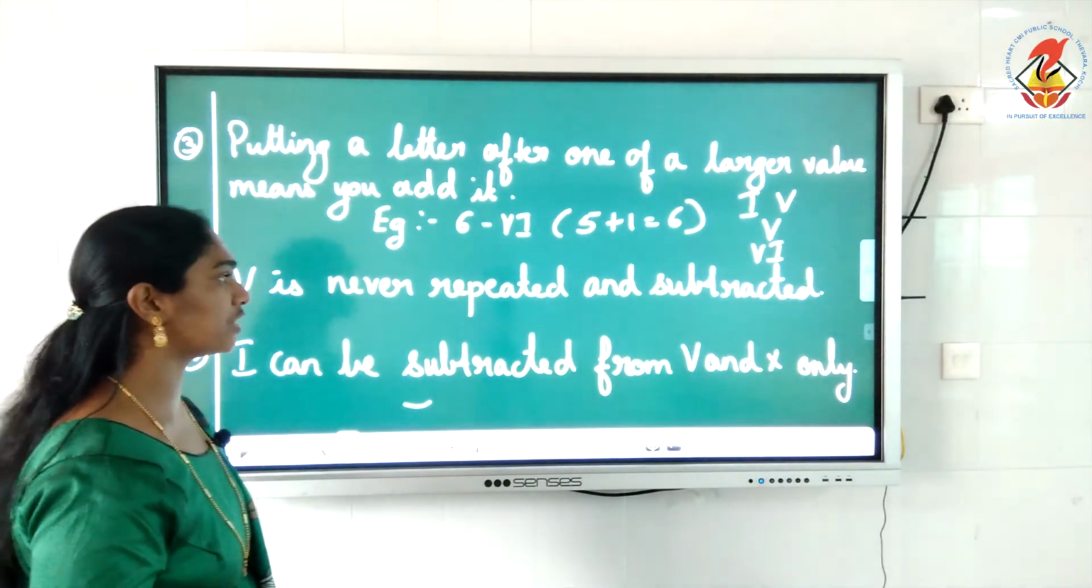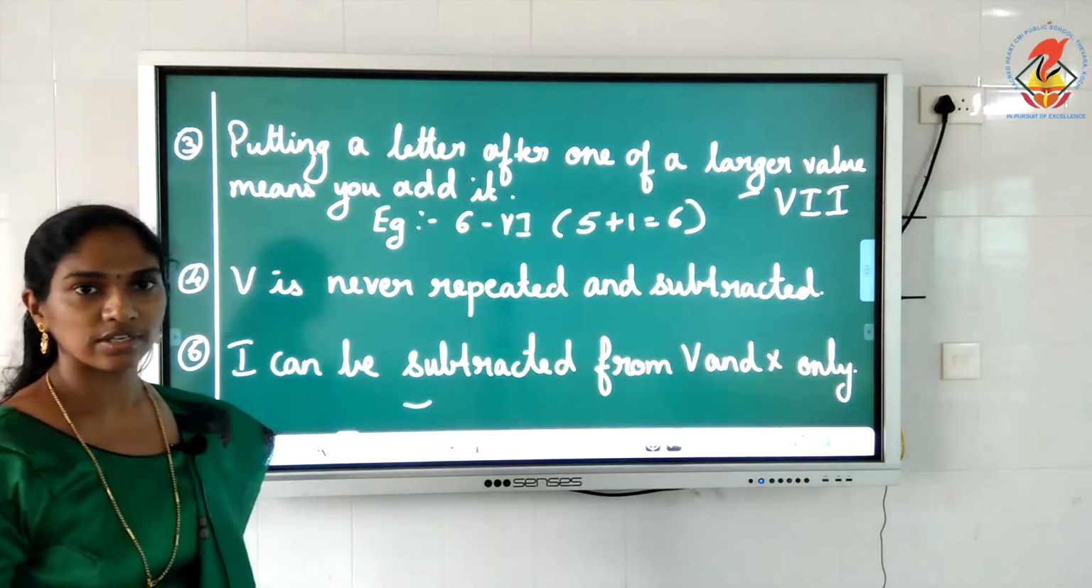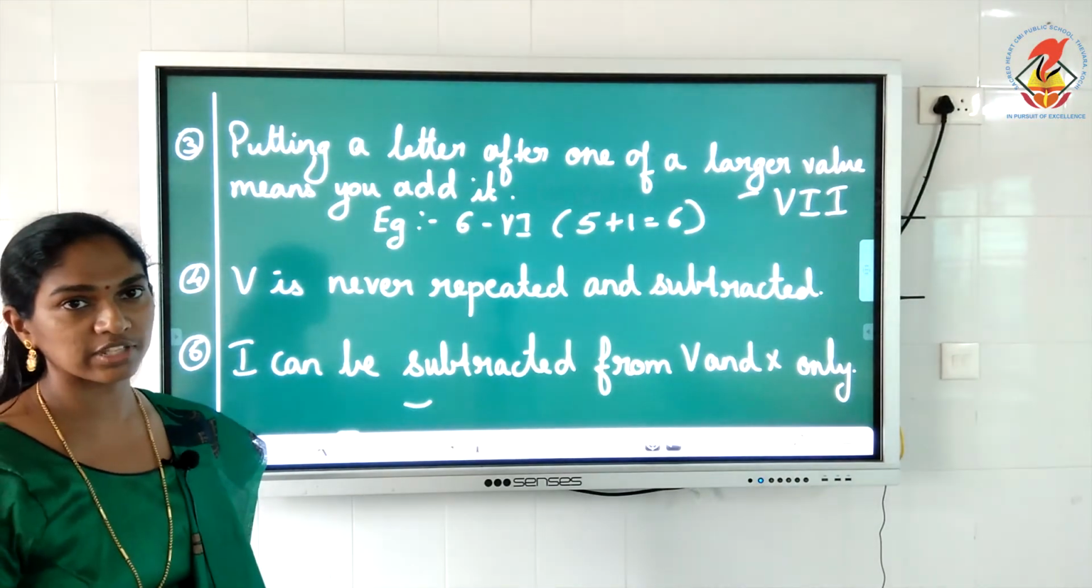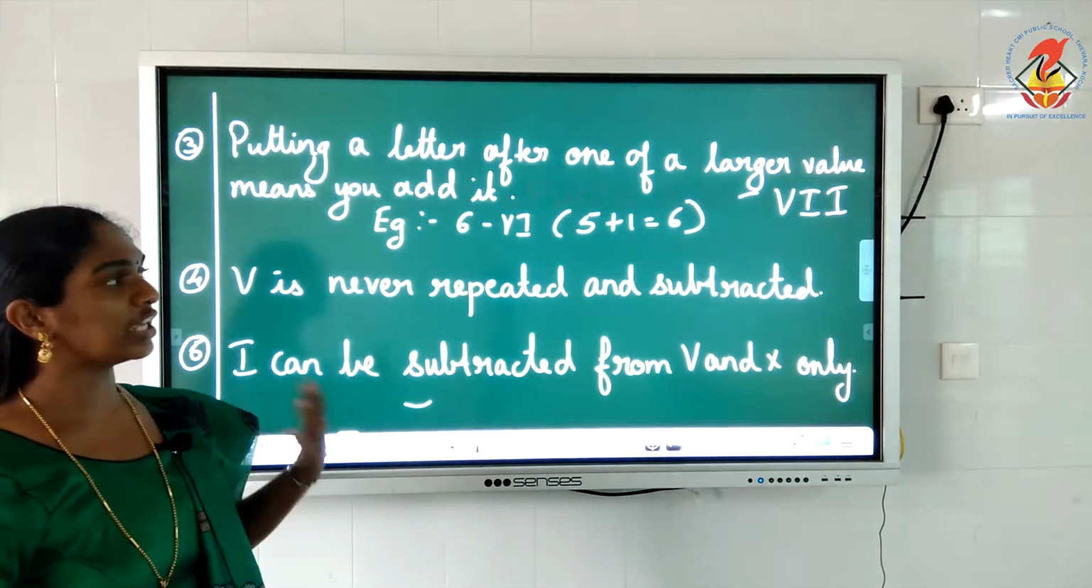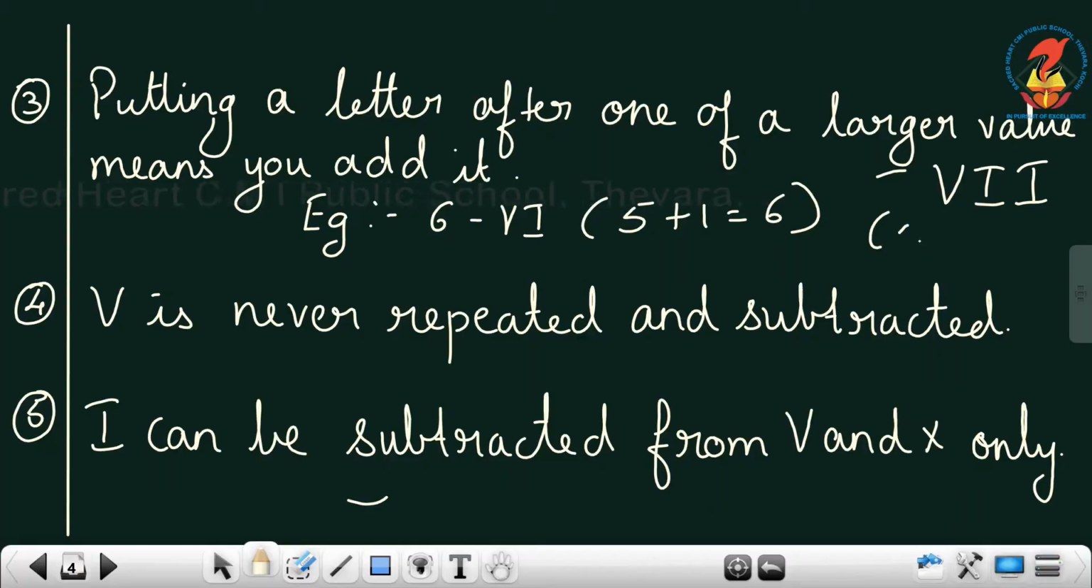Now how will you write 7? Children, how will you write 7? You'll write V and you'll put II. This is how you write 7. Because we can repeat I 3 times, isn't it? So, VII. And you know II is 2. So, this will become 5 plus 2, that is equal to 7.